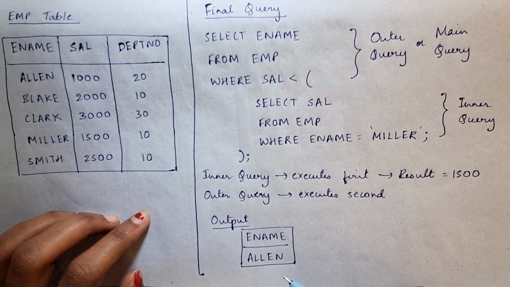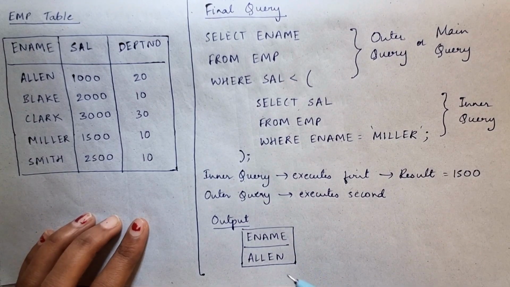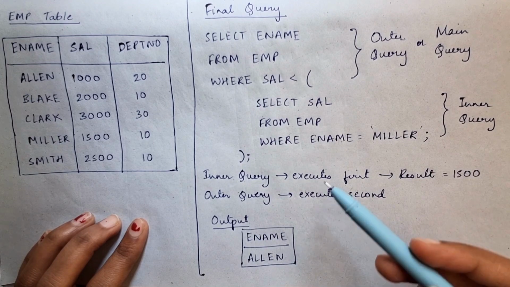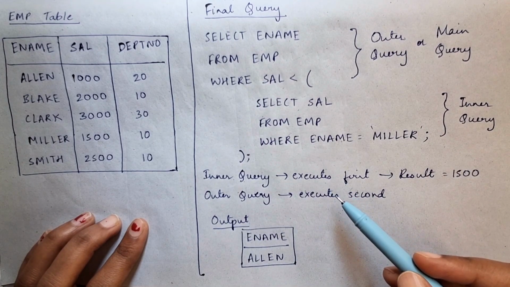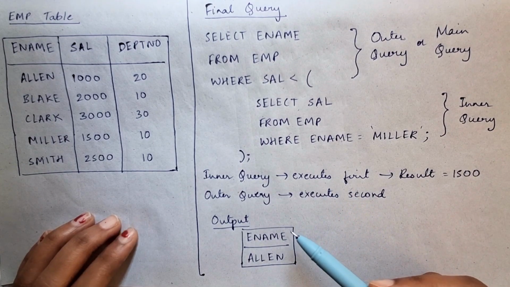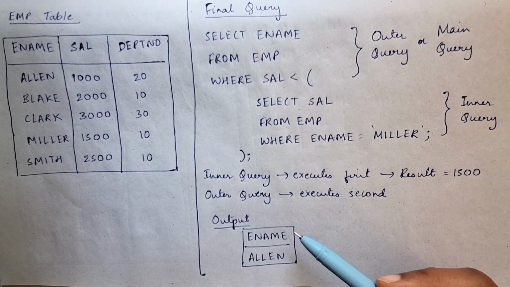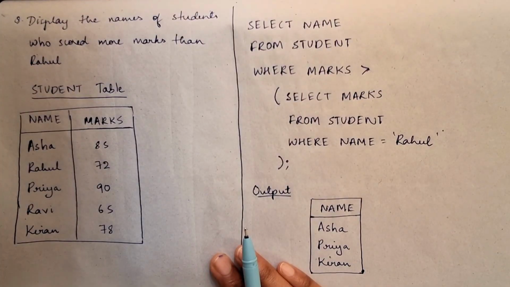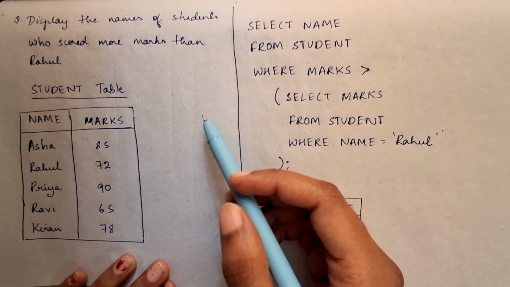So guys, the important thing to remember is, in subqueries, the inner query runs first and then the outer query uses that result to produce the final output. Now let us look at one more example to understand subqueries.